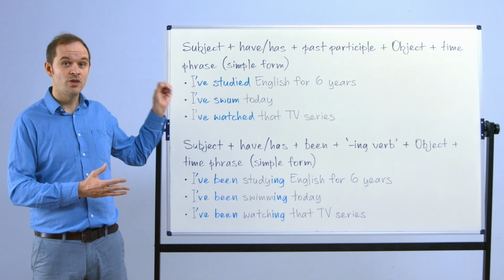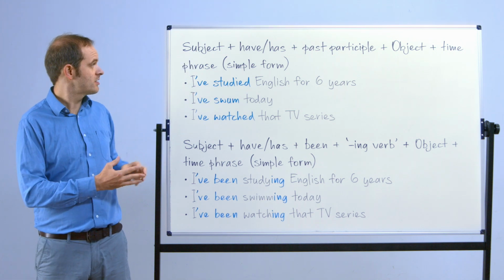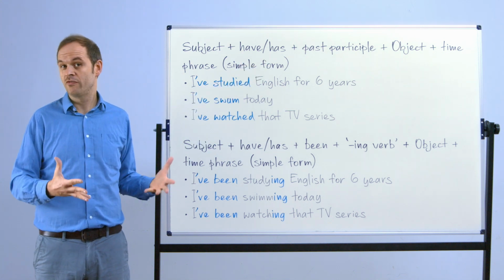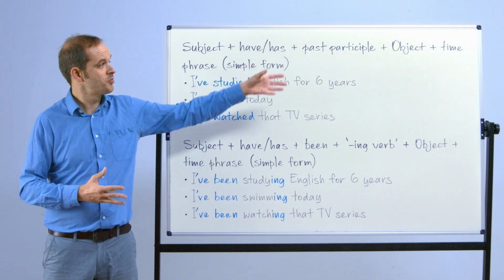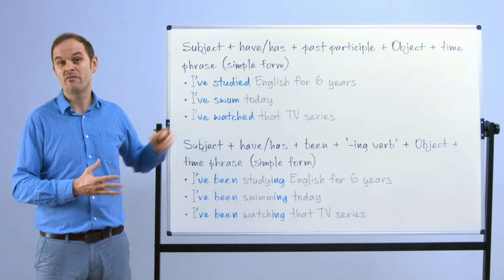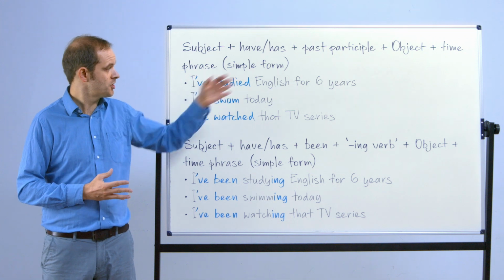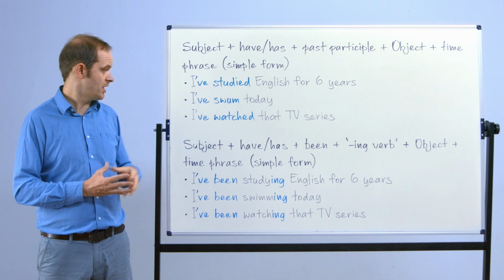To start with the present perfect simple, subject plus have or has with the past participle, that's the third form of the English verb, plus an object, and often we would use a simple time phrase. For example, I've studied English for 6 years, or I've swum today.